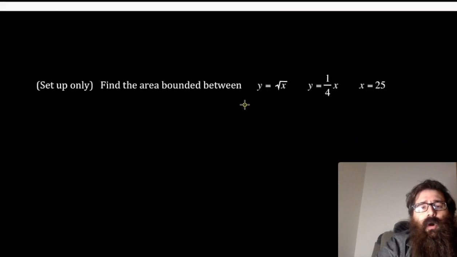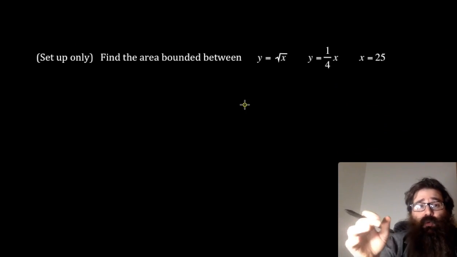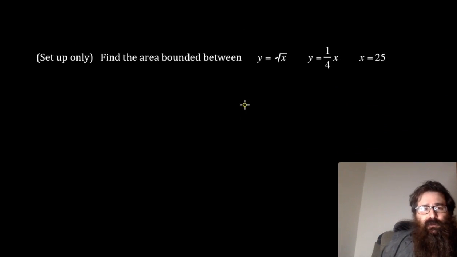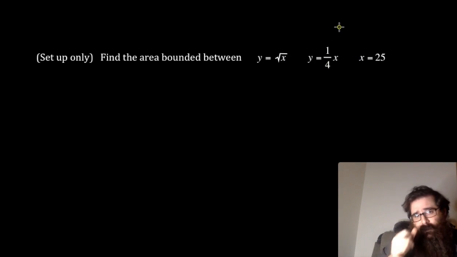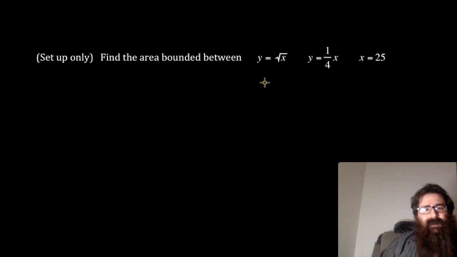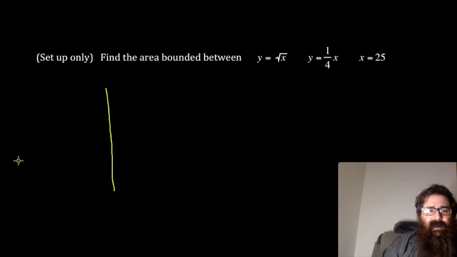We'll take a look at one more problem set question for 6.1, area between curves. We're just going to do the setup only this time. I want to find the area bounded between, now I have 3 curves, y equals square root of x, y is 1/4 x, and x is 25. And I want to get an idea as to how this is going to look. I could start with some rough idea as to how my graph is going to look. I can get the information that I need and try to build off of that.